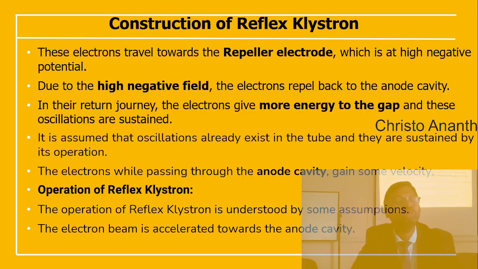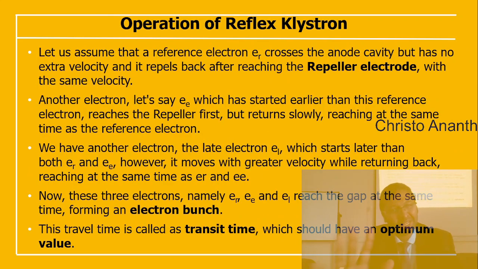The electrons which pass through this anode cavity will have some velocity, some speed. So now the operation of the reflex klystron. The electron beam is accelerated towards this anode cavity. We assume that this reference electron ER crosses the anode cavity but has no extra velocity, and it will be repelled back after reaching the repeller electrode with the same velocity. So the initial velocity remains the same, no extra velocity.